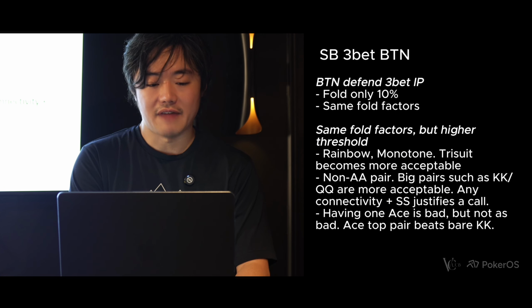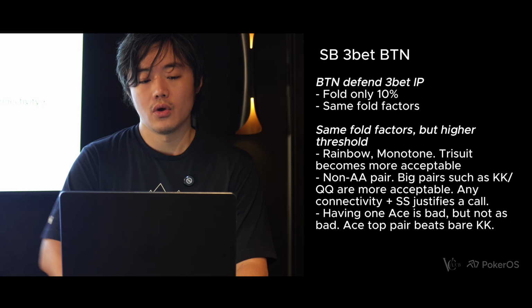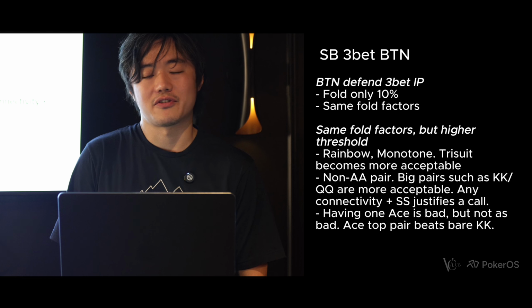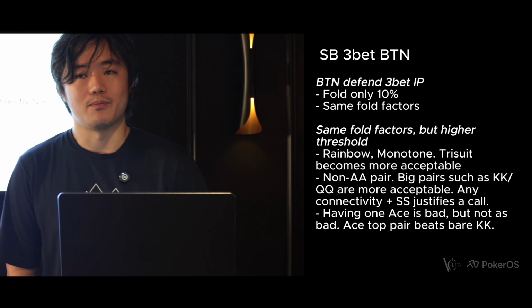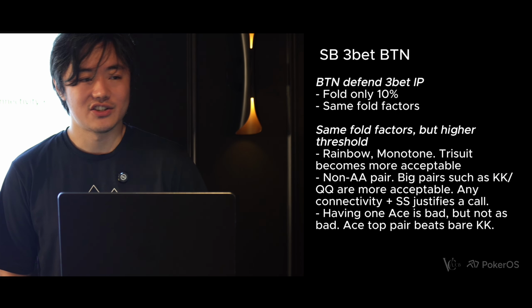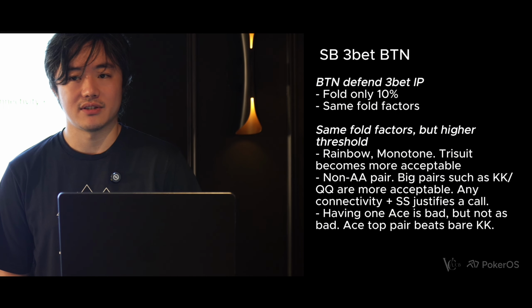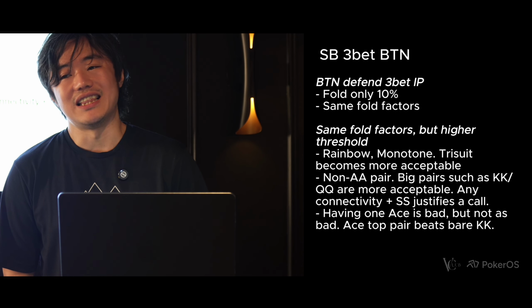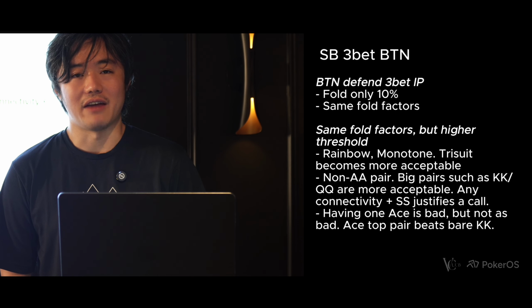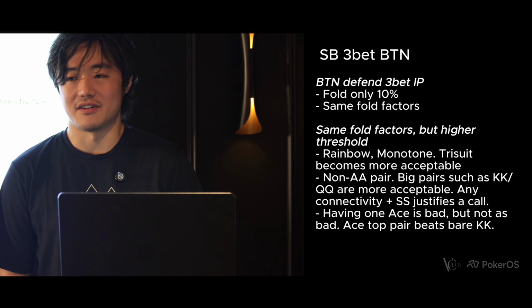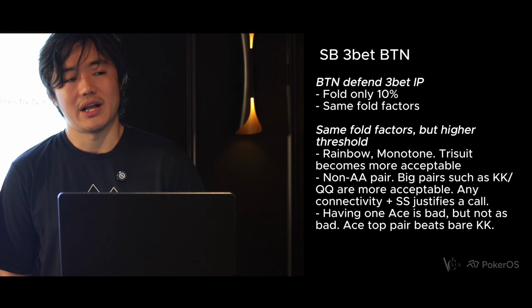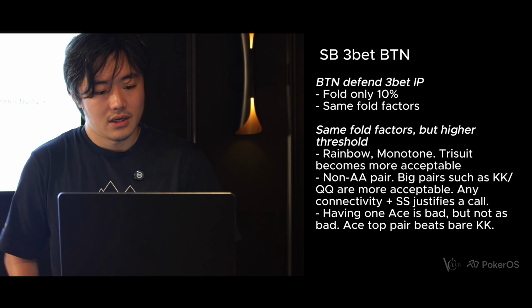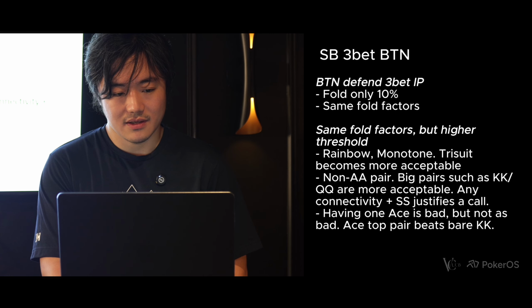Yeah, same factors. Exploitatively, sometimes people are 3-betting too tight. Small blind 3-bet versus button should be 9% in GTO, but even online, people 3-bet, I don't know, like 5% or something like that. They're just so tight. If the small blind is tight enough, you can fold a little bit more, but not too much. Yeah, that's the small blind versus button.